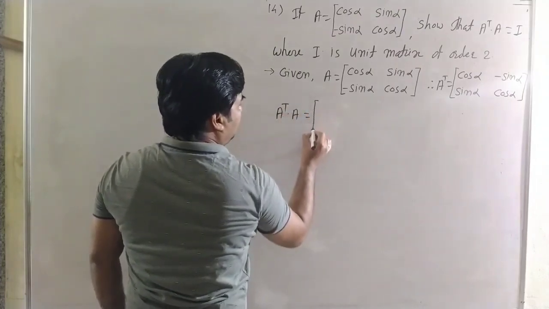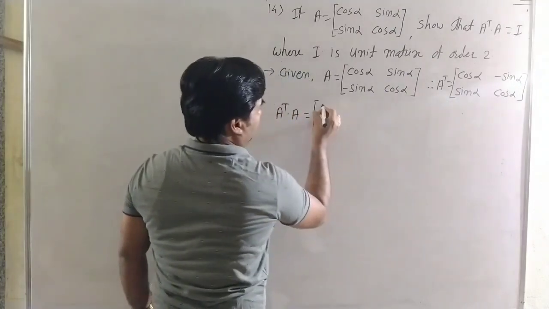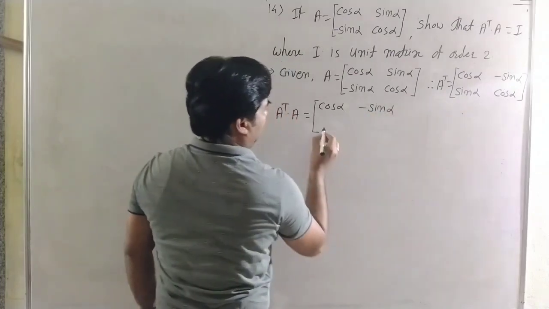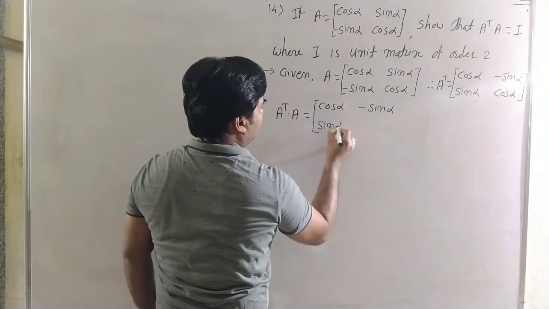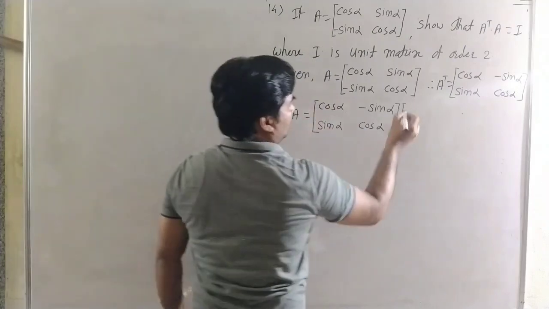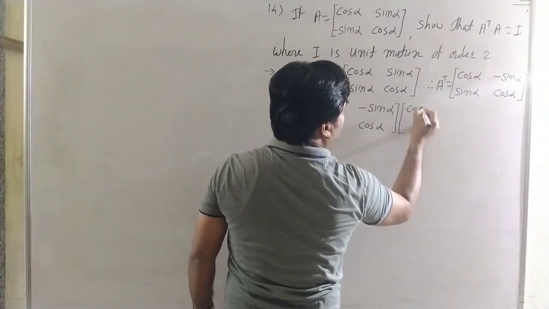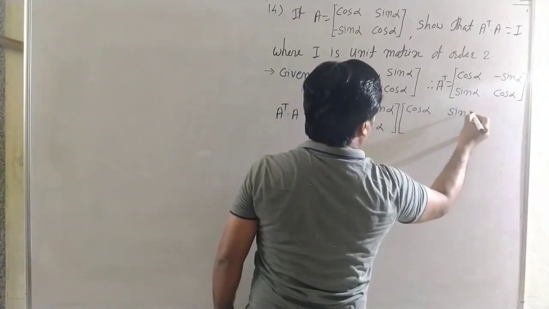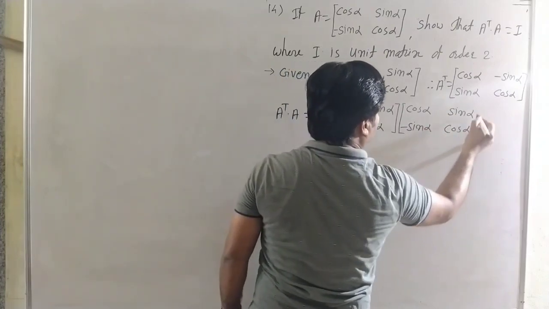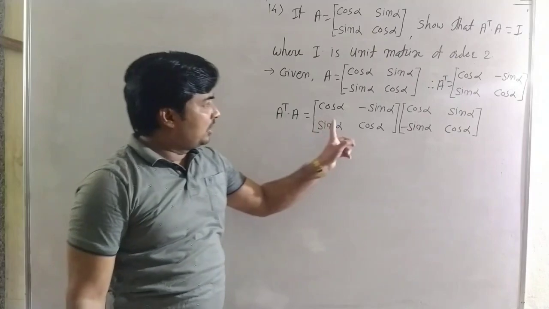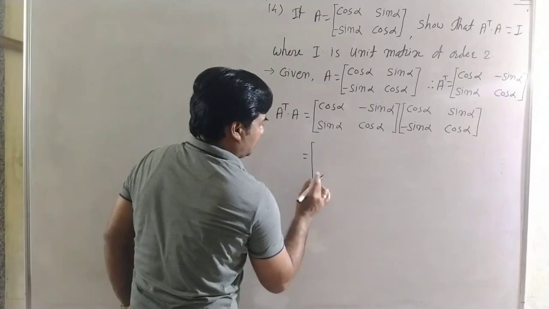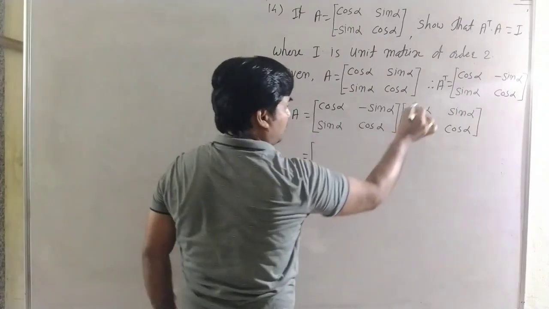Okay. Here we can write the first matrix A transpose, it is cos alpha, minus sin alpha, sin alpha, cos alpha, into the matrix A, it is cos alpha sin alpha, minus sin alpha cos alpha. Okay. Here we multiply these two matrices, then the multiplication is, see carefully this, okay, first row first column.